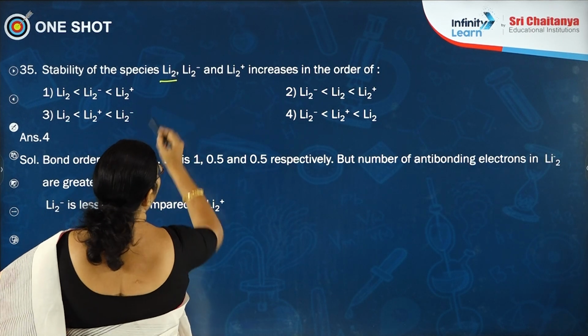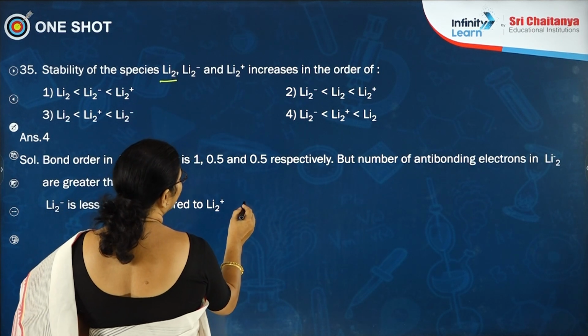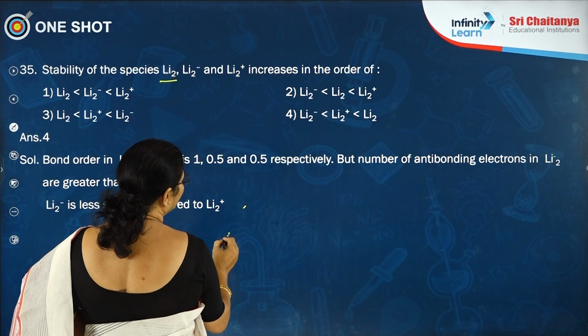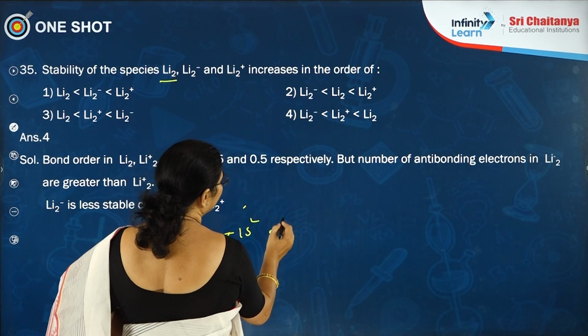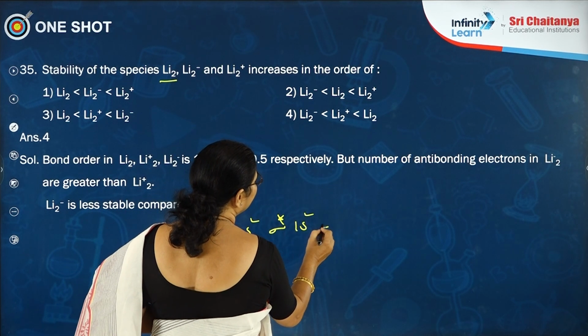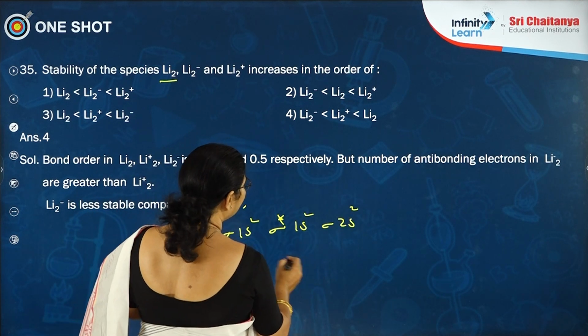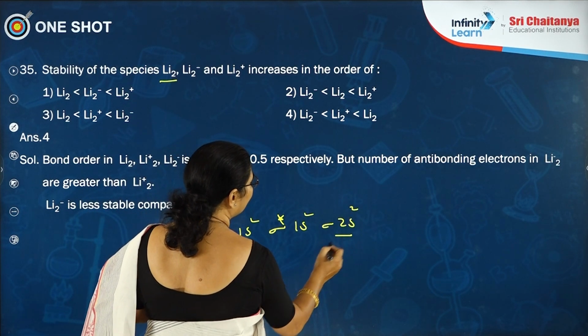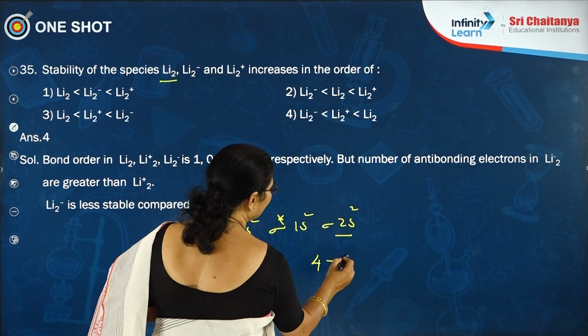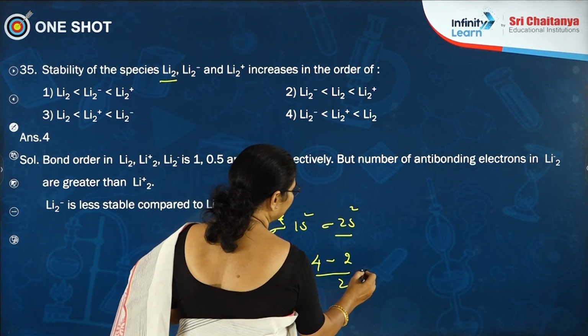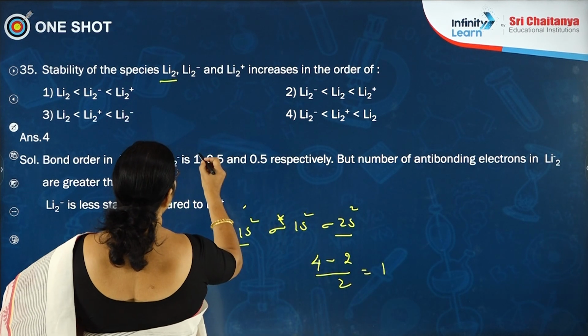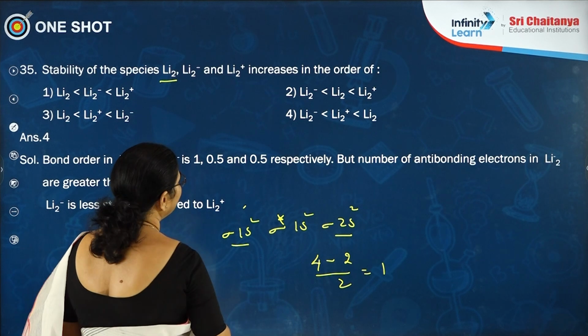Lithium, total number of electrons are expected to be 6, 3 plus 3. So, sigma 1s2, sigma star 1s2, sigma 2s2. If you take this, bond order is number of bonding electrons 2 plus 2, 4, minus 2, by 2, this is equal to 1. So, in Li2 bond order is 1.